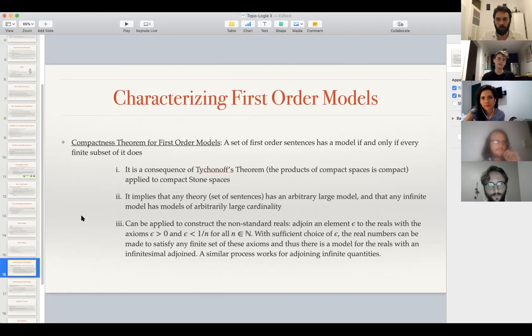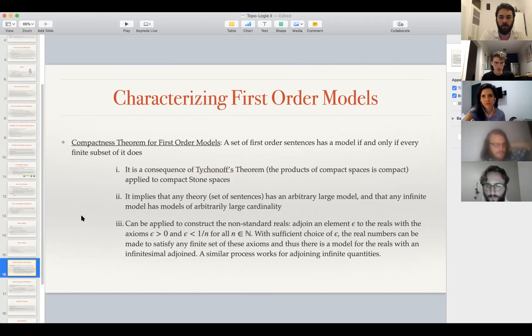So what this says is that if I have a set of first order sentences, I want to see if it has a model. So is there some model for which the sentences are modeled by it, or true on it, in the sense of the last slide? If and only if every finite subset of the sentences has a model. So if I have an infinite list of sentences, and I want to determine if they're all true, I can test each finite subset of them.